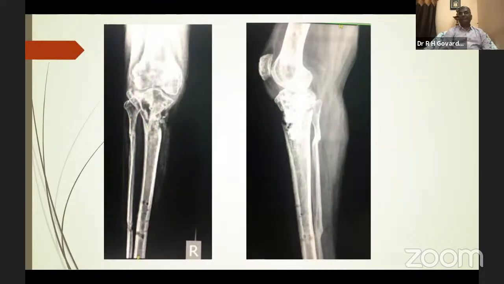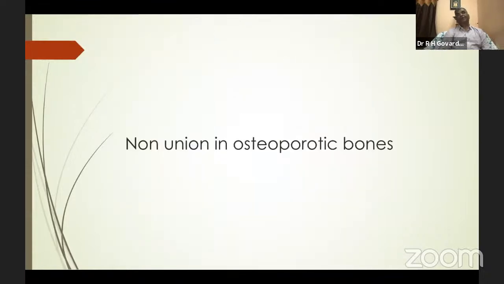So metaphyseal non-unions are very difficult to treat, but even if you are not using an Ilizarov, the availability of locking plates, anatomical locking plates, has really revolutionized, and it has given a lot of opportunities for treating such complex metaphyseal non-unions. Non-union in an osteoporotic bone is another challenge.